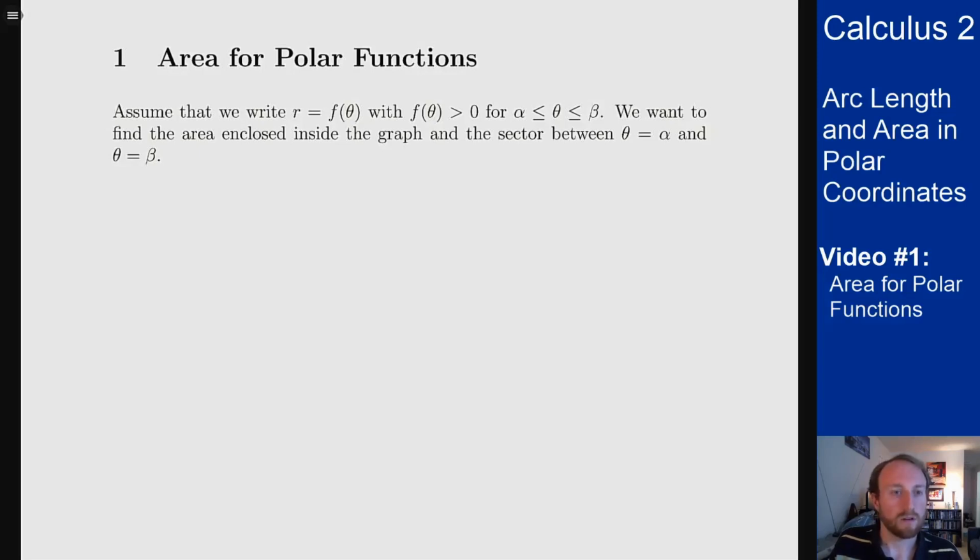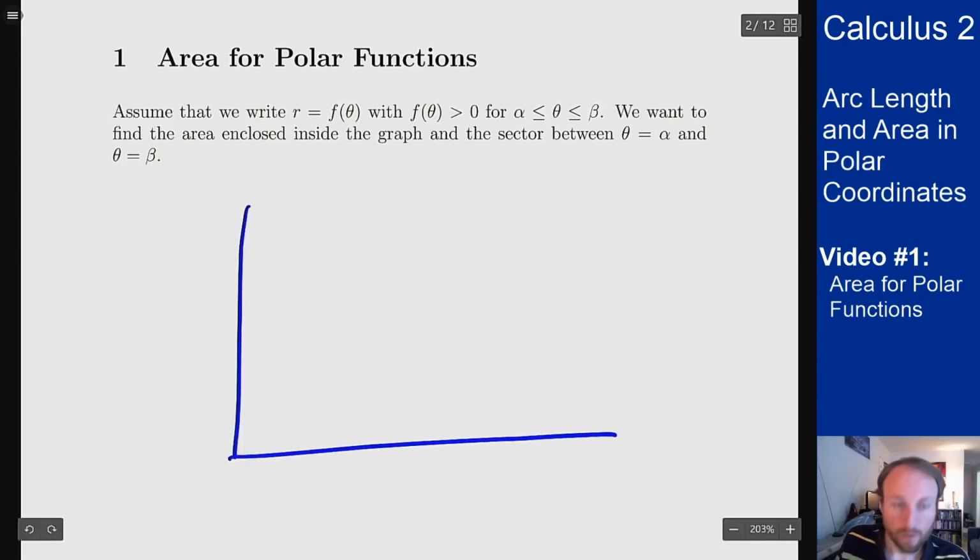In this video, we'll talk about using our polar functions to now find areas of regions. Assume that we have r as a function of theta, with f of theta bigger than 0 between two angles, and I want to find the area enclosed inside the graph and on that sector of angles. So what does this look like?